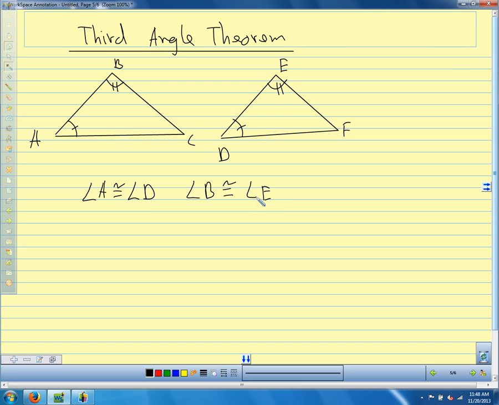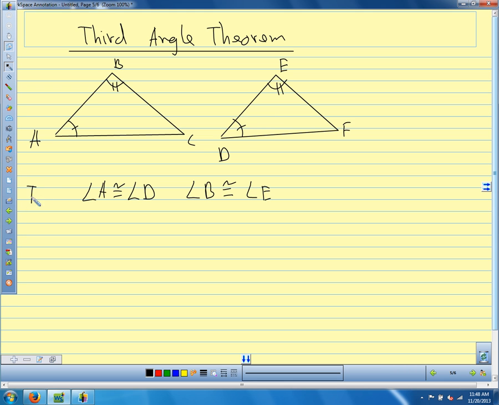So if these two are congruent to these two, what can we figure out? Did you have a question, Ash? Good. If these two angles are congruent, what can we figure out about the third angle? So all three of these have to add up to 180, right? And all three of these have to add up to 180. So this plus whatever angle C is, 180. These two are the same. So we have to have the same angle here in order for these three to add up to 180.